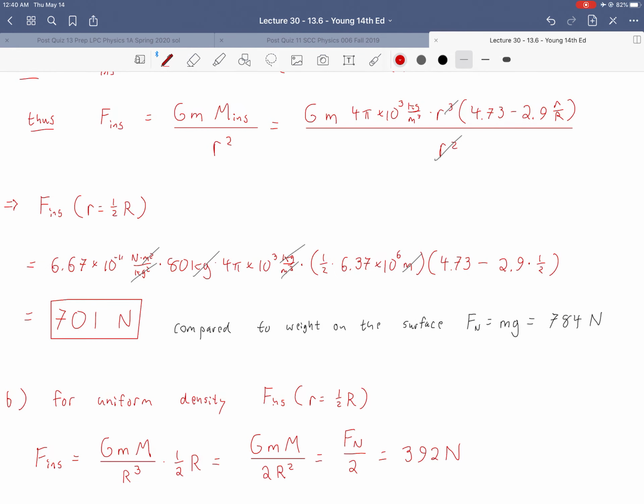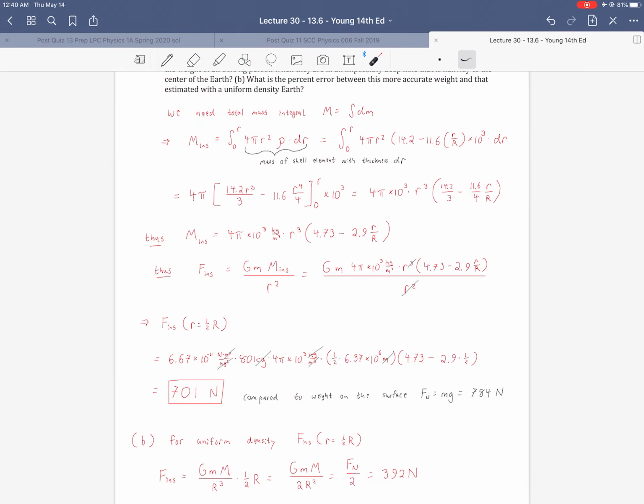Well, that's nothing to scoff at, right? These are egregiously disagreeing values, right? Comparing 701 by having the much denser core and the light upper layers of the Earth compared to the uniform density. Wow, my goodness, right?